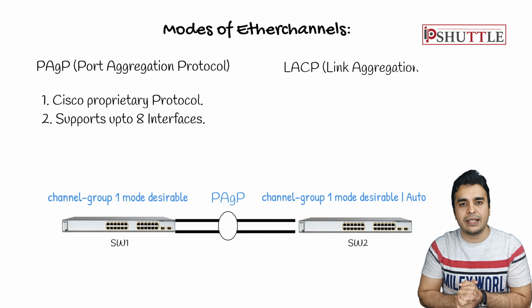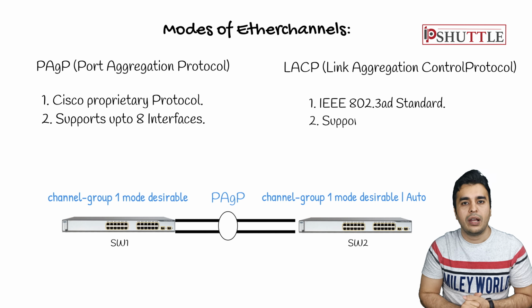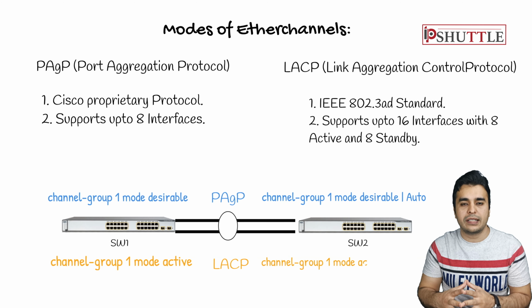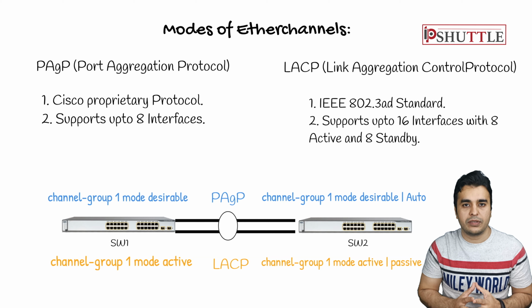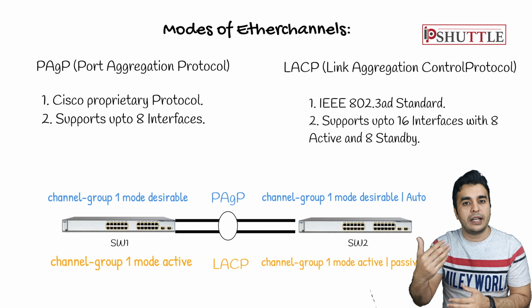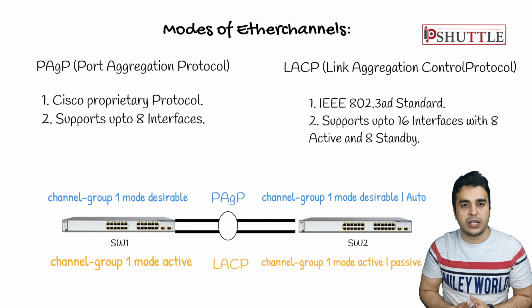When it comes to LACP, link aggregation control protocol, it can support up to 16 interfaces. Out of these 16 interfaces, 8 are going to be active at all times and 8 can be passive. So for example, out of those active 8 interfaces, one interface went down. It will automatically take one from the passive and keep the ether channel going up. Does it make sense?